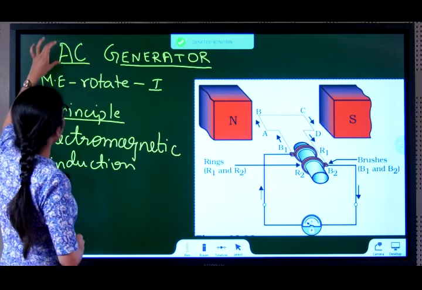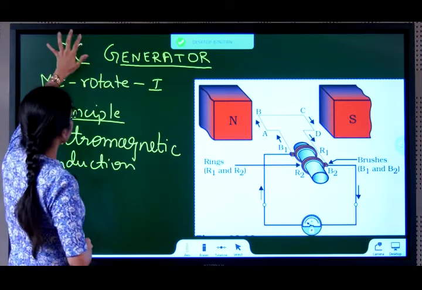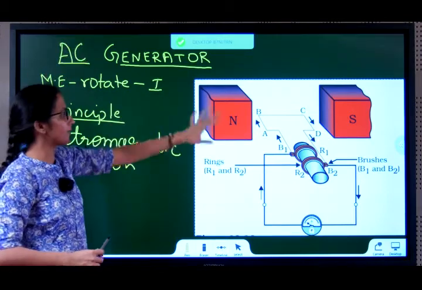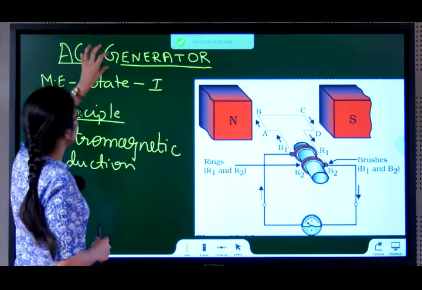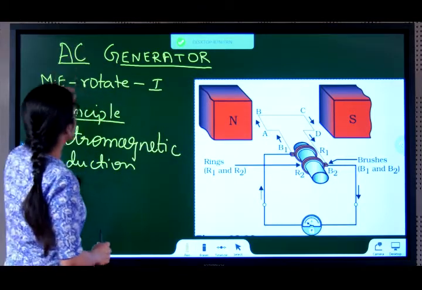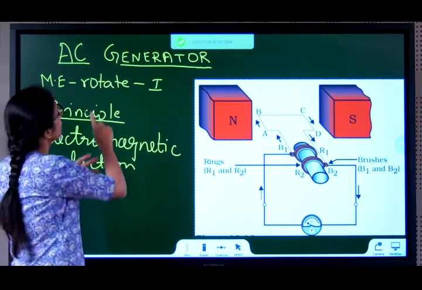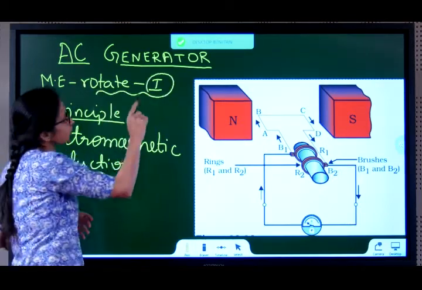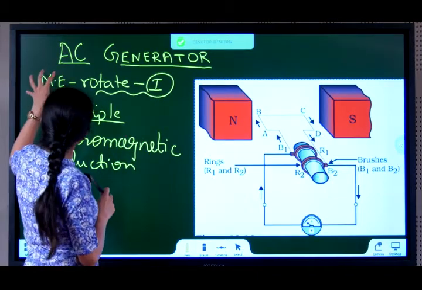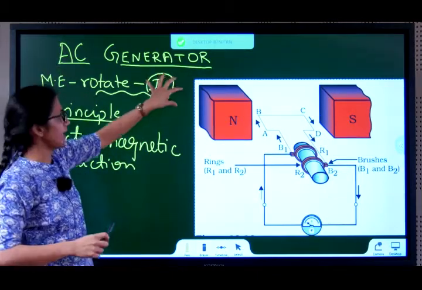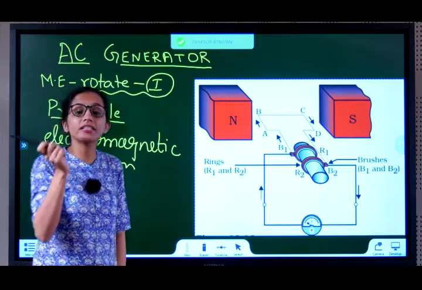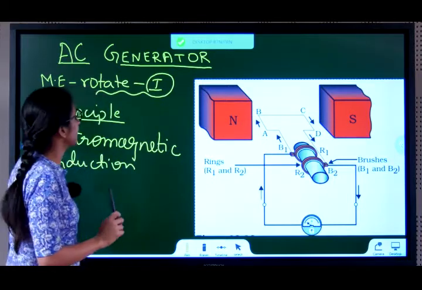AC refers to alternating current. What is the meaning of this? We will understand after we understand how a generator works. So what does a generator do? It uses mechanical energy to rotate the coil and hence induce current in the coil, right? Mechanical energy is getting converted to electricity. In a motor, electricity got converted to mechanical energy.